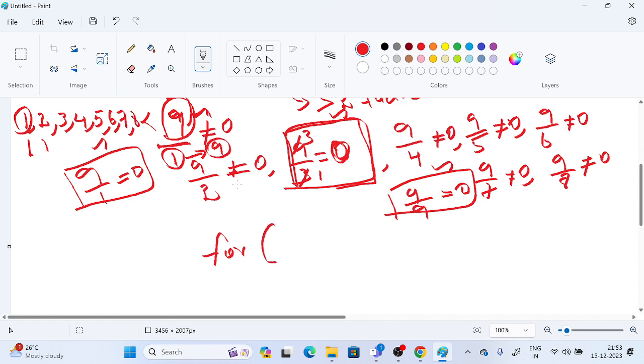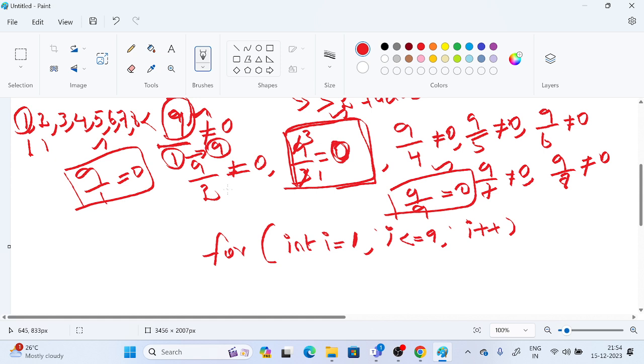Right? For the for loop, I will initialize the starting boundary integer, I equal to 1. The loop should start from 1. I is less than or equal to 9. I plus plus.